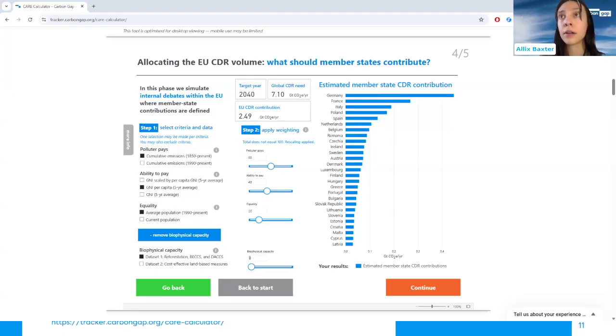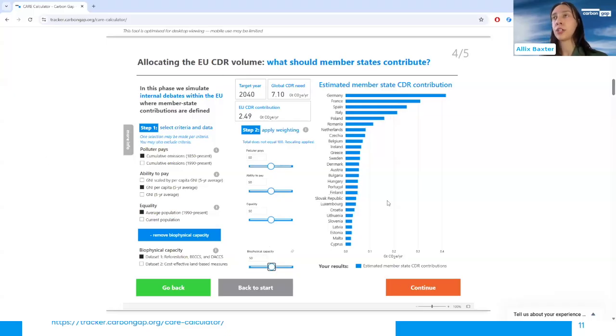Ability to pay is also 50. Equality. We're going quite evenly distributed here. Yes, 50, 50, 50. Okay. So everything equally weighted.